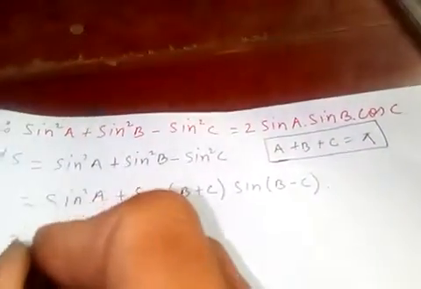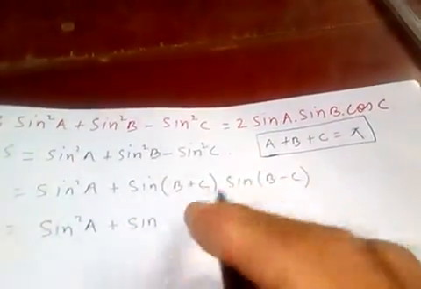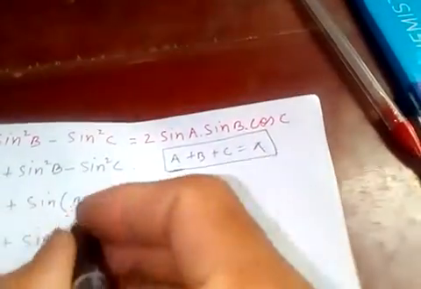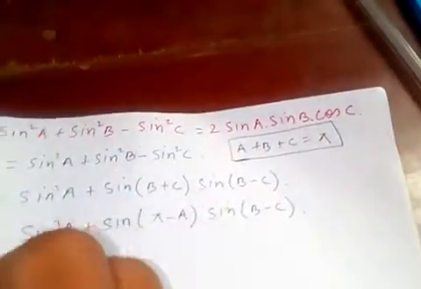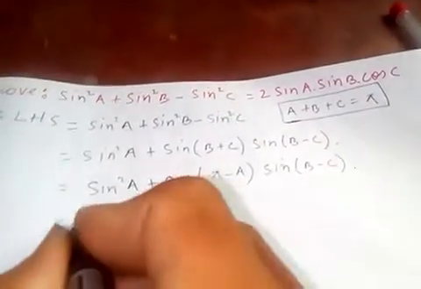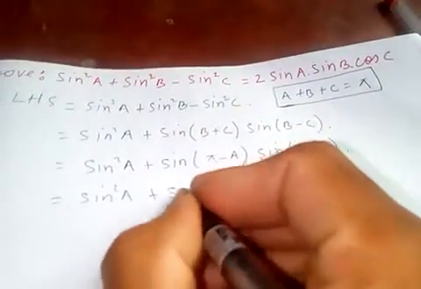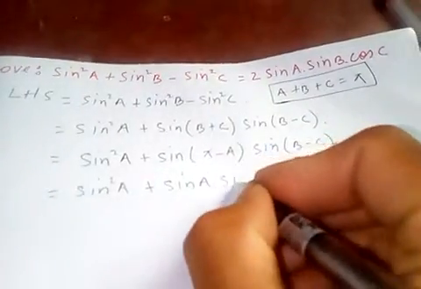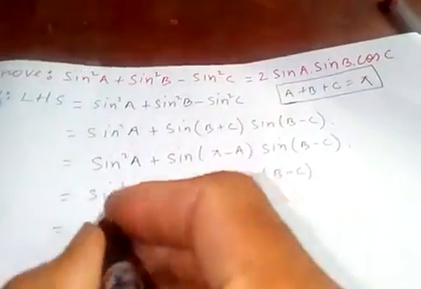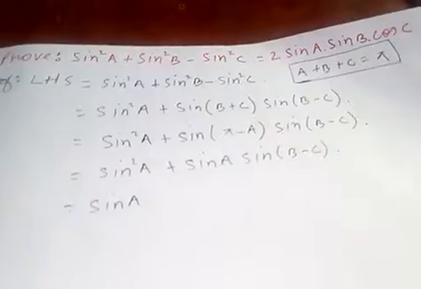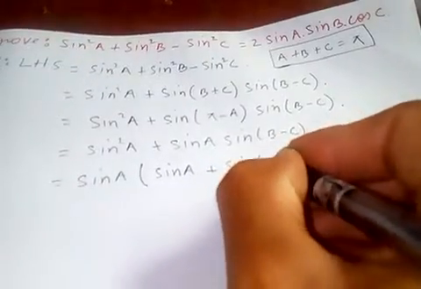So from this, sin²A + sin(B + C) sin(B − C). B + C means π − A, and we know sin(π − A) is sin A. So we have sin²A + sin A sin(B − C). Now in these two terms we can take out sin A common: sin A (sin A + sin(B − C)).